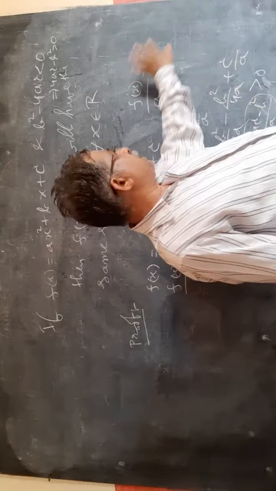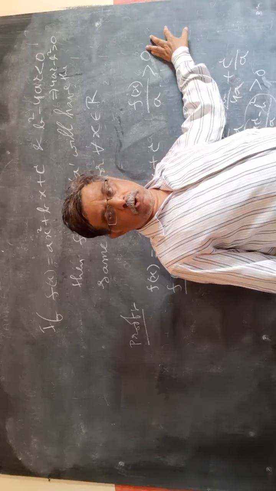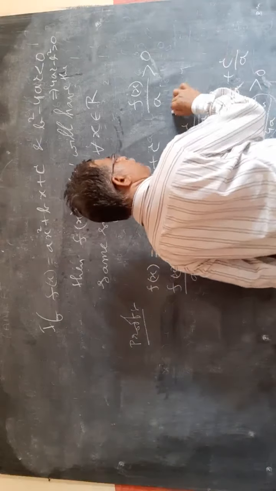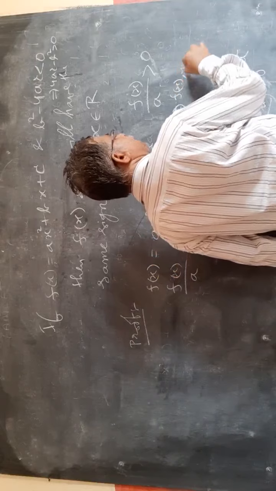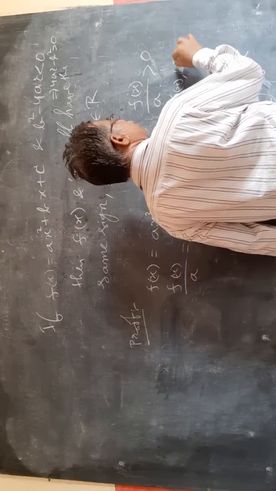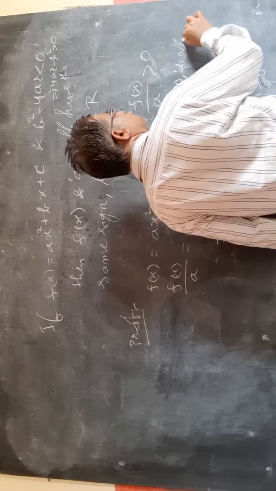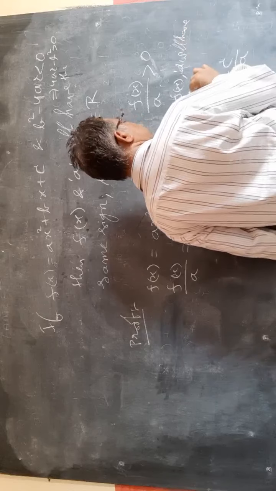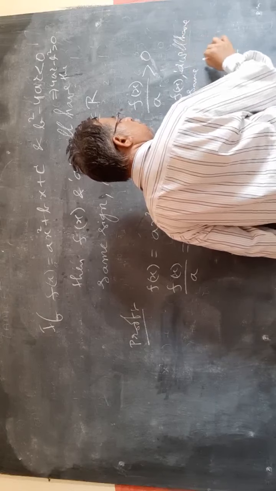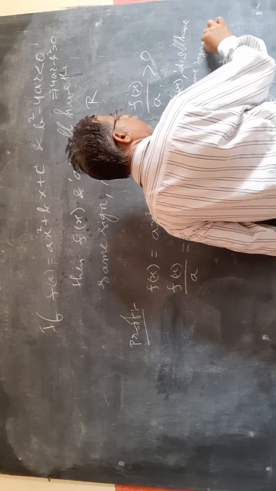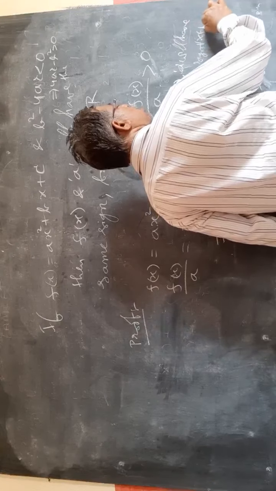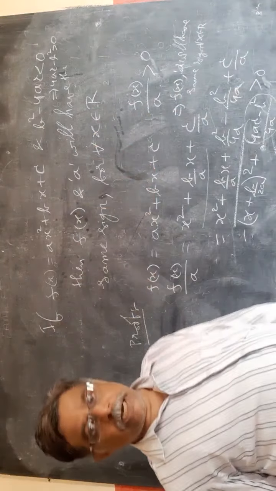Then the whole expression becomes greater than 0, which implies f of x and a will have the same sign for every x belongs to R.